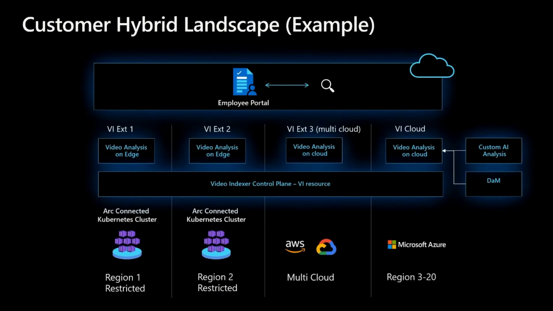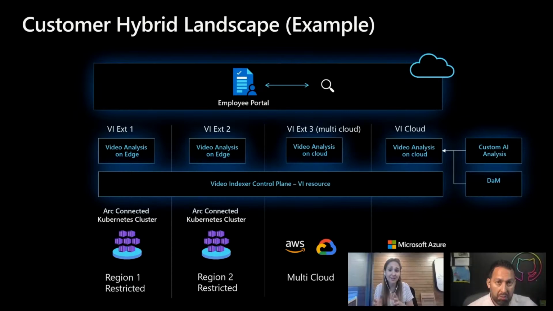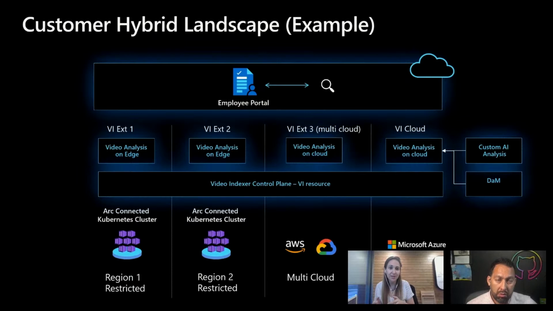So for that purpose, we basically connected to Arc, which is a single platform that will allow us to connect those different regions and have a single Video Indexer running. And it doesn't matter if it's cloud or edge. If you have some restricted regions where you have to run the AIs close to your data centers, then now it's possible with the new private preview of Video Indexer.